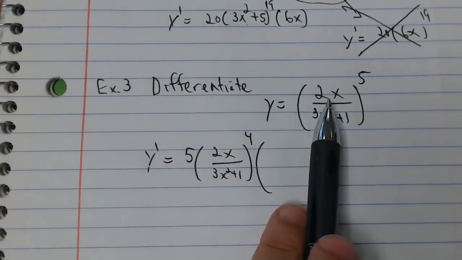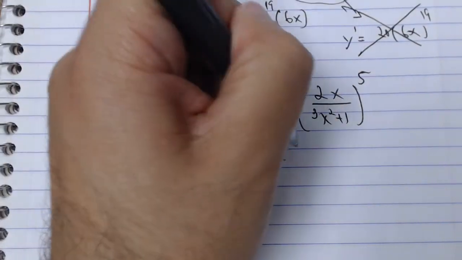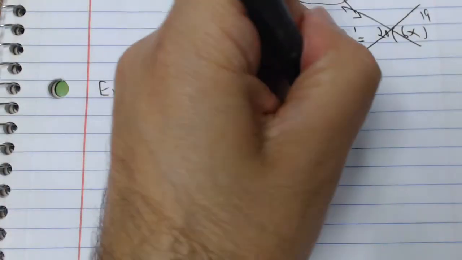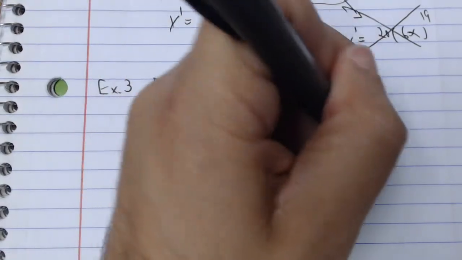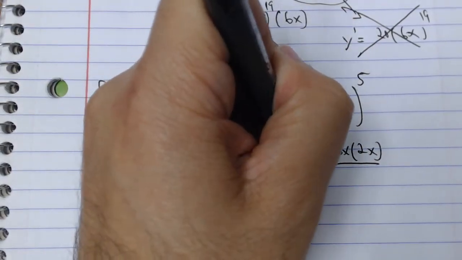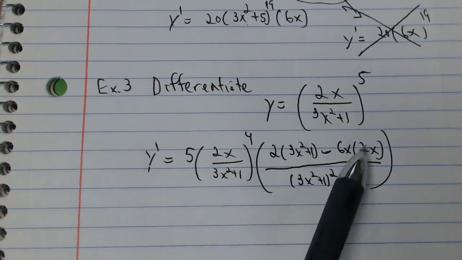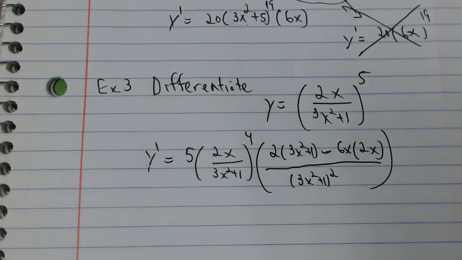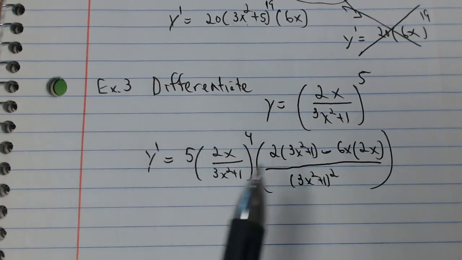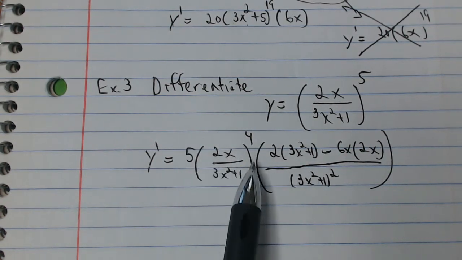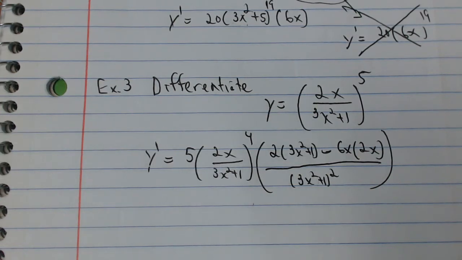Now to find the derivative of the inside, I have to use the quotient rule. What does the quotient rule say? The derivative of the top, which is 2, times the bottom, minus the derivative of the bottom, which is 6x, times the top, all over the bottom squared. And there's my derivative. At this point, if you want, you could simplify a little bit, but remember, we don't necessarily need to simplify. I think as far as I would go is simplify this part here and maybe combine some stuff to get this as a single expression, but I'll leave that up to you.